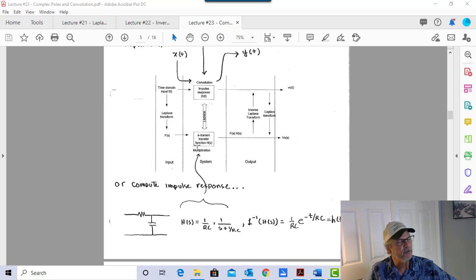Get your transfer function, compute your inverse Laplace transform, you get the impulse response. Let's do it. Here's our little RC circuit. H of s is equal to 1 over RC times 1 over s plus 1 over RC. That's an easy inverse Laplace transform, and it's just h of t equals 1 over RC, e to the minus t over RC.